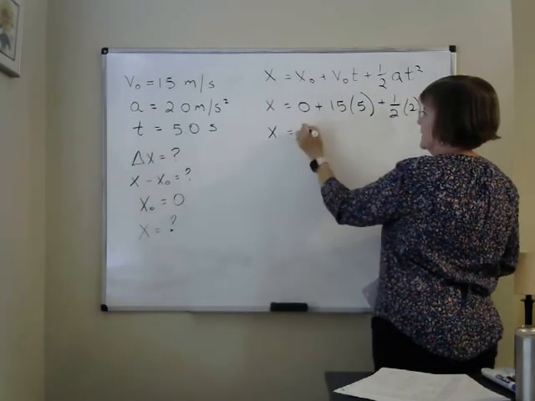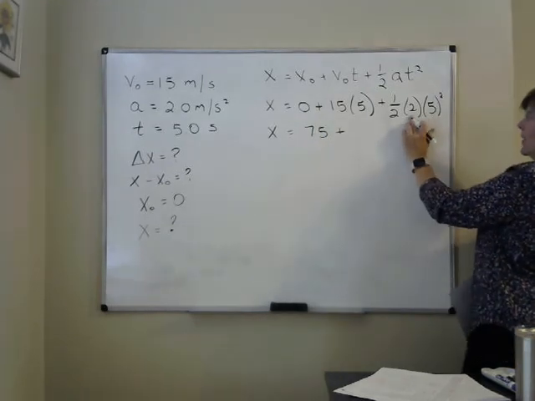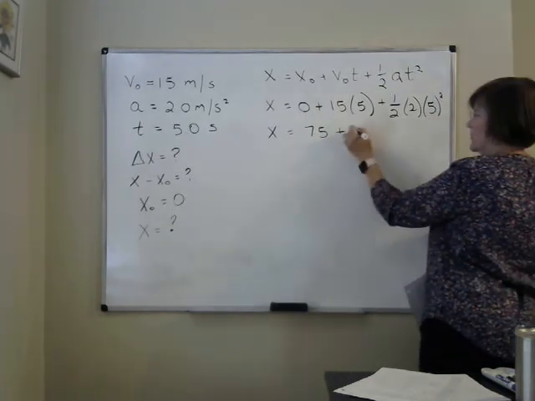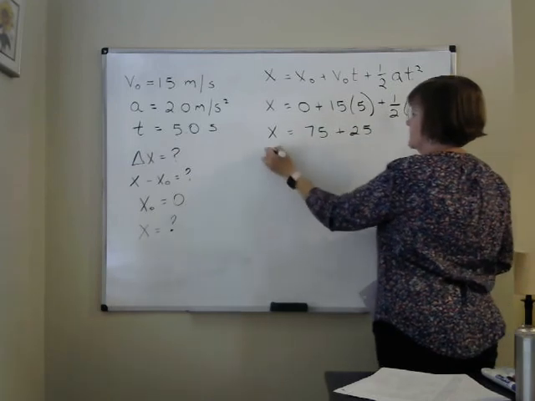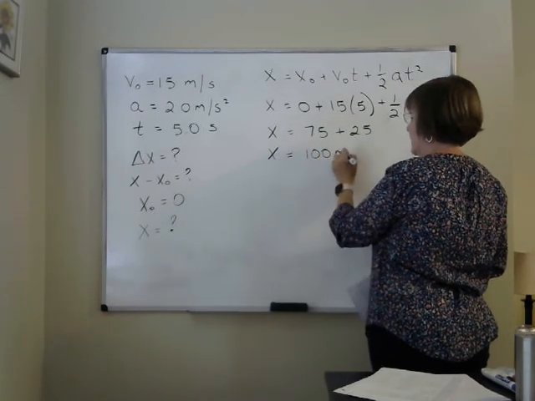That's going to be 75. Half of 2 is 1 times 25, that's going to be 25. So the car will travel 100 meters.